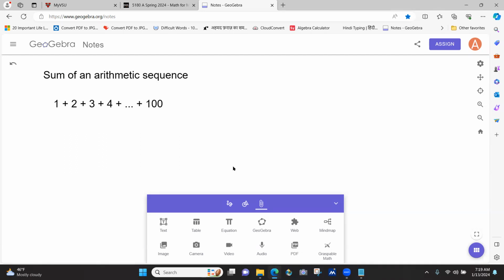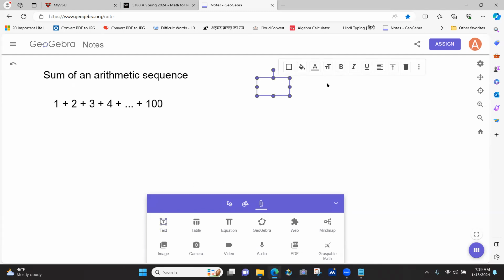I want you to find the sum of this expression. What is the answer if you add 1 to 2, then the sum to 3, and then the sum to 4, and so on, all the way up to 100? Well, of course, you can use your calculator and sit there forever. I don't think that's the goal. We're going to use a technique called Gauss's method.